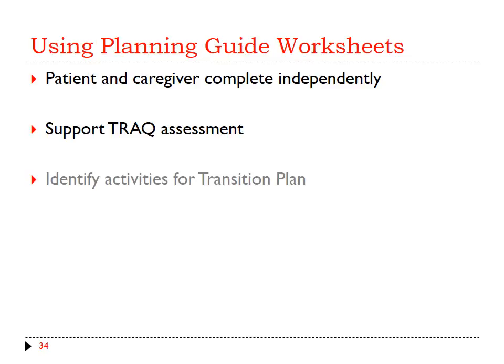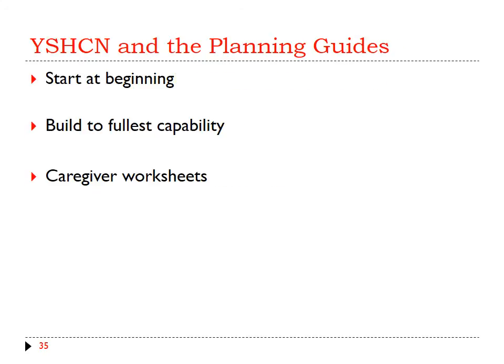Patients and parents and caregivers should complete their worksheets independently outside of appointments. These worksheets support the in-office TRACK assessment. Module 5 will discuss the transition plan worksheets. The guides are organized developmentally, with all patients starting at the first transition guide, building with the patient's abilities year by year. If a child is unable to use the planning guide, support parents' worksheet completion. Include the patient in this process to their fullest capability.